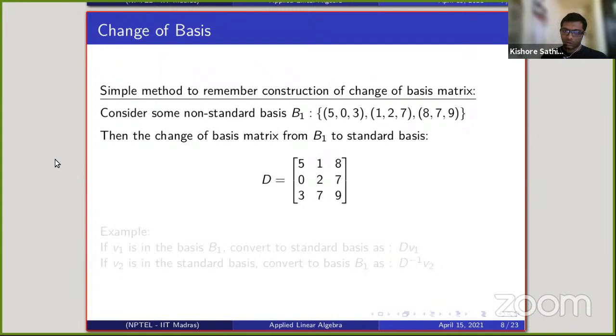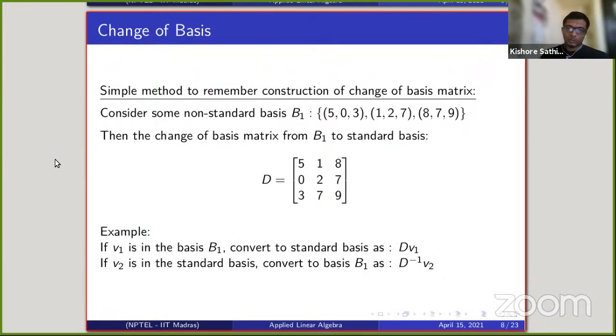Once more, from the non-standard basis B1 to the standard basis, you simply take the vectors and put them as the columns of this matrix D. So 503 is the first vector, I put it as the first column. 127 is the second vector, second column, and so on. Next.